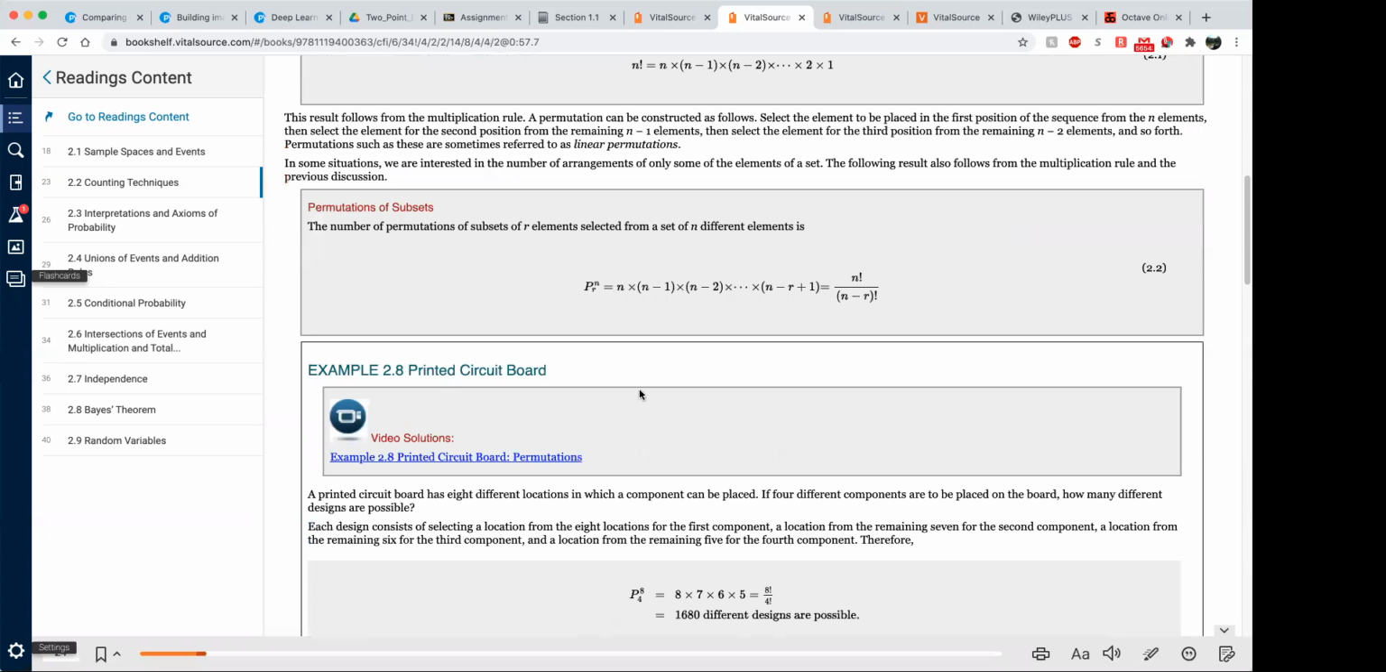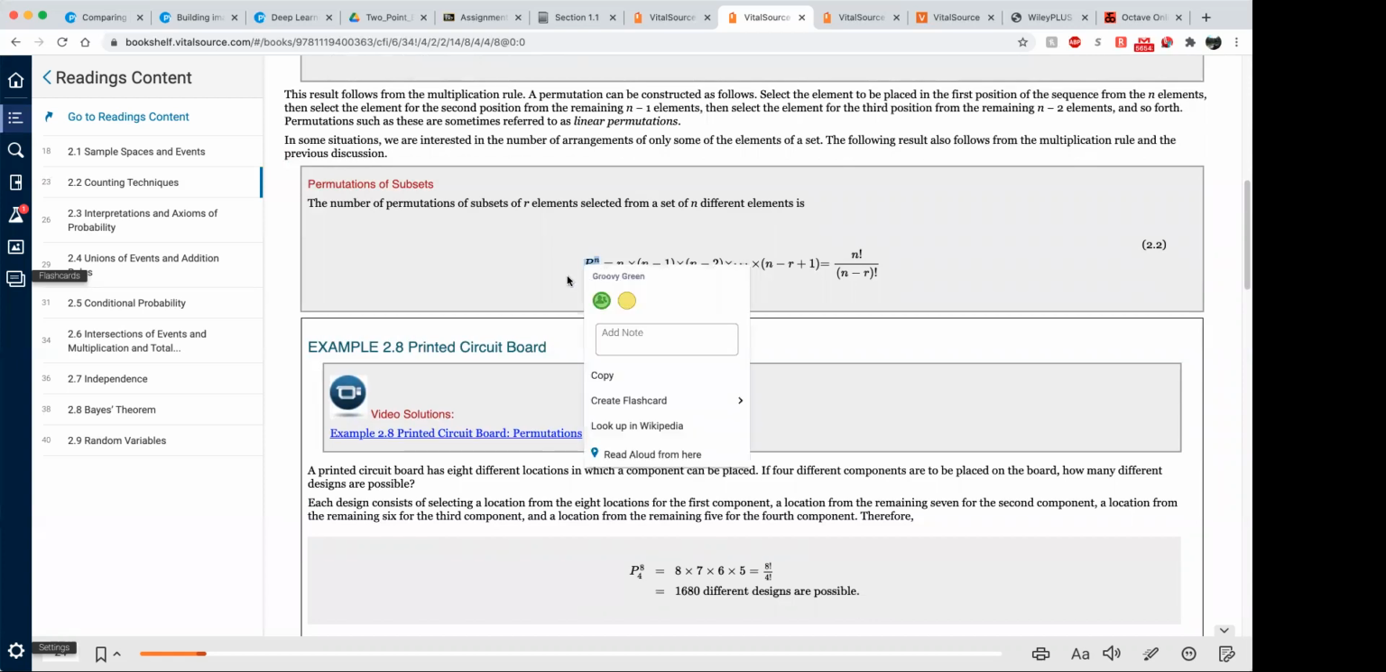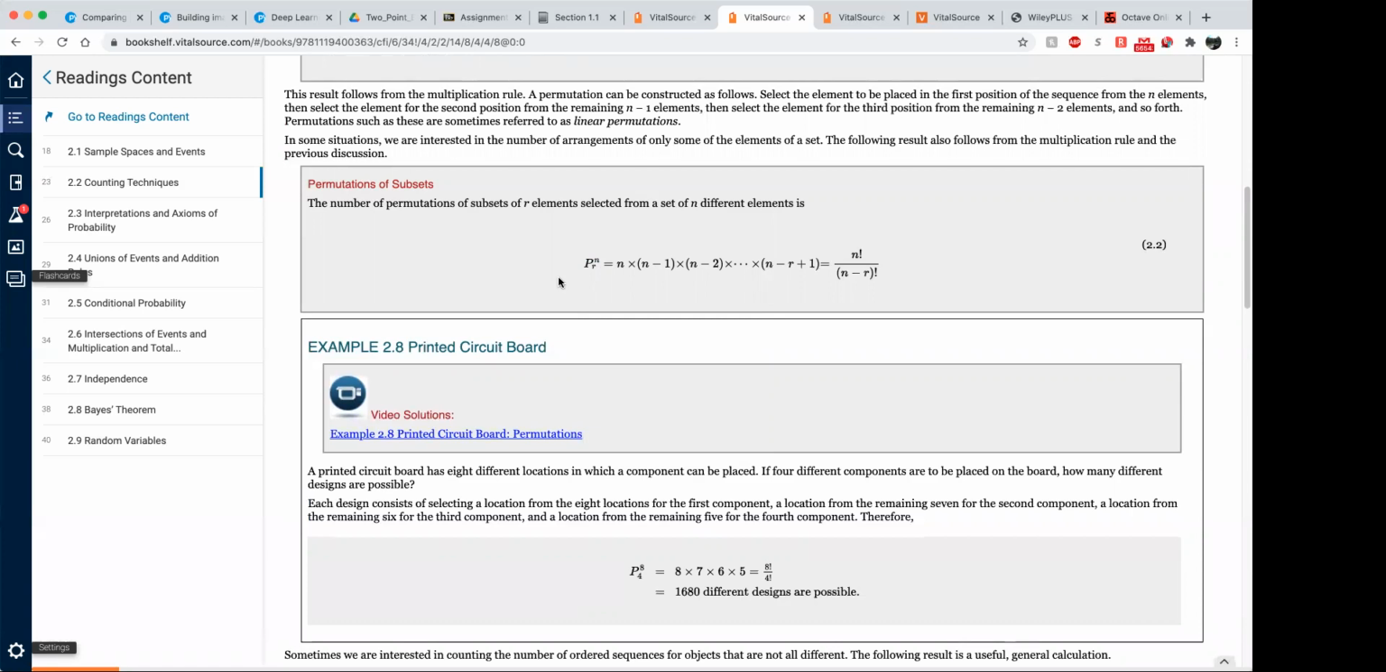Now the next one, permutation of a subset. The number of permutations of a subset of r elements selected from a set of n different elements is this. We denote it as P(n, r). What does that mean? P(n, r) means the number of ways to select r outcomes, or r objects, r elements, out of n different elements.